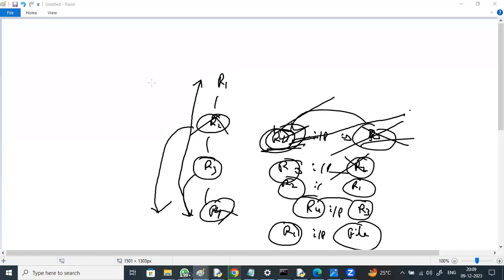Understand? Some query was asked: if I persist an RDD by mistake, but I am not using that persisted RDD.